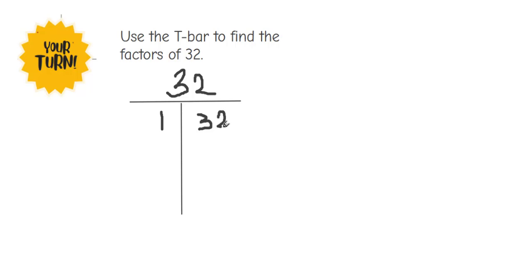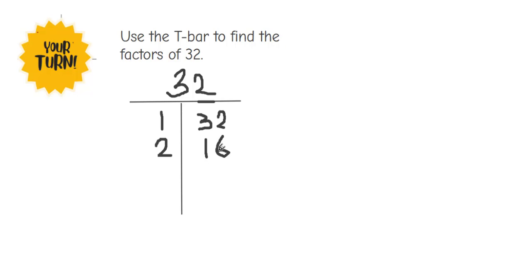And I did start with 1 and 32. You always start with that. I know that 2 goes into 32 because that is an even number. 2 times 16. I kind of did that because I thought, well, half of 30 is 15 plus 1 more. I didn't know that off the top of my head, but I could figure it out because I know it's an even number too. All right, 3.